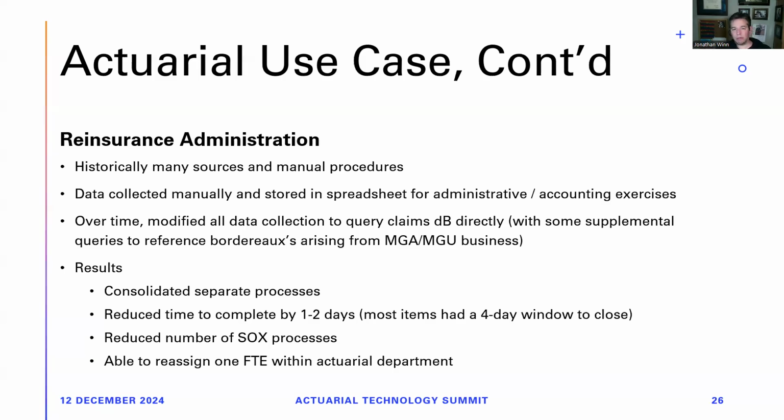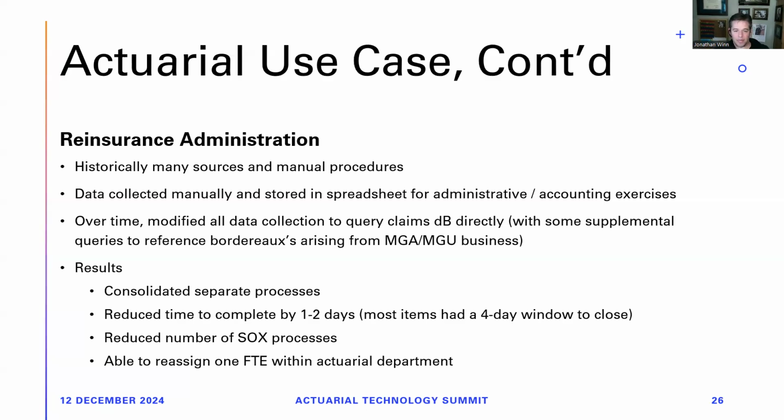And we did have to supplement with bordereaux from our MGU business. But at the end of the day, we were able to consolidate a lot of the separate processes, shave a couple of days off of our tasks for the reinsurance admin close, and we usually had a 4-day window to close. We went from something like 15 SOX processes on the reinsurance admin down to like 9 or 10.